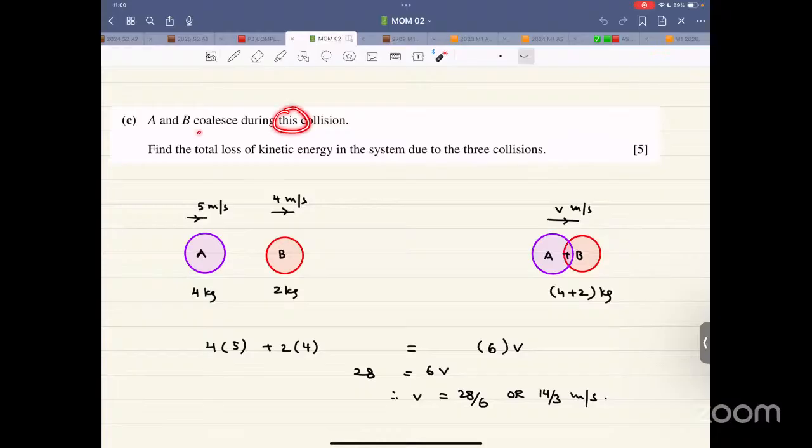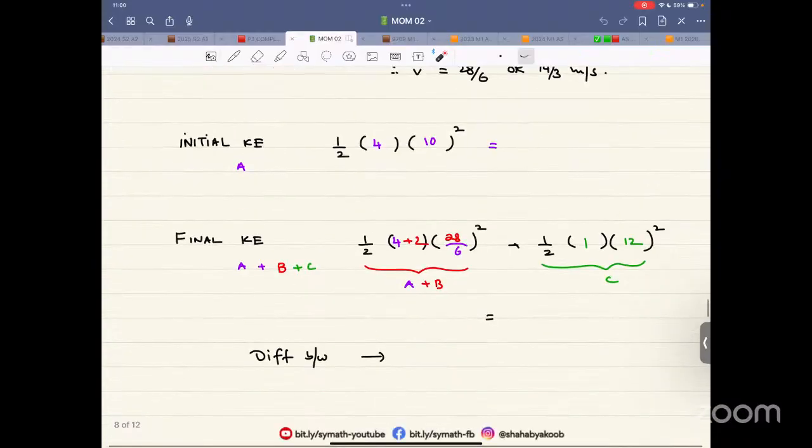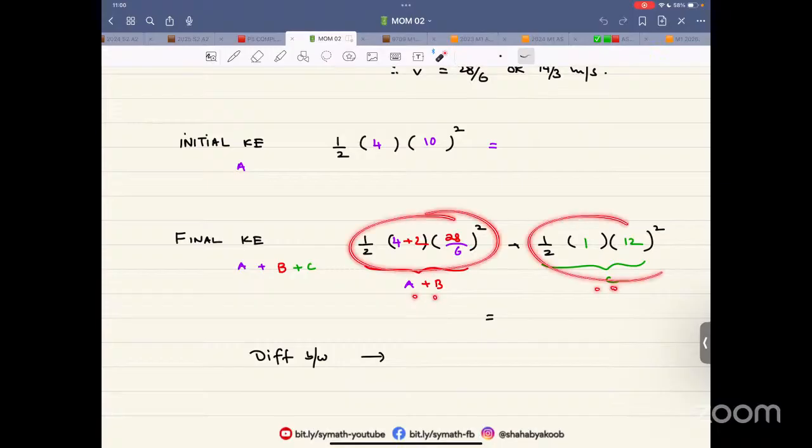Now, in this collision they coalesce, but the loss they are asking about is over the 3 collisions. So initially, only A had kinetic energy. B was at rest. C was at rest. That is this value. Final kinetic energy is the final kinetic energy of A and B, which coalesce, plus the final kinetic energy of C. The difference between these is the answer.